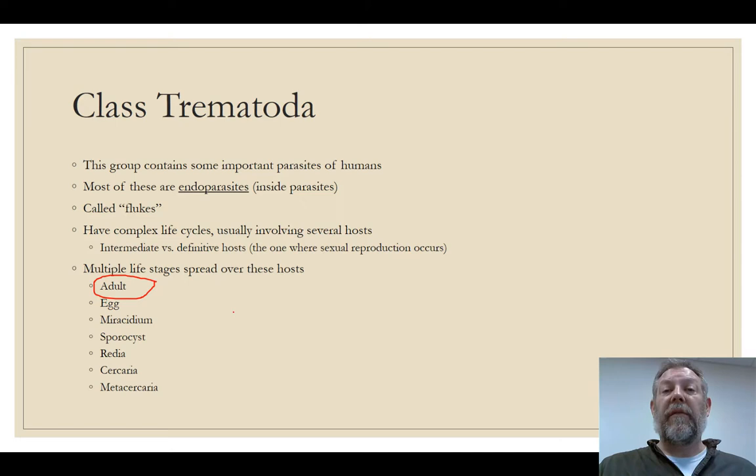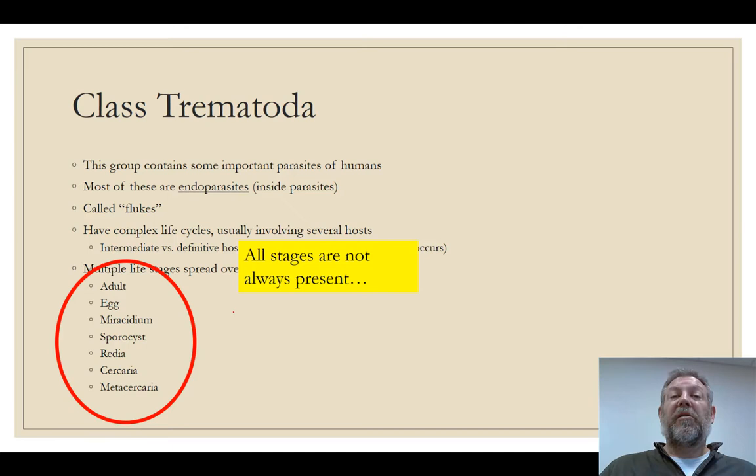Now, they're not always all present. And so some organisms are going to have all these stages, some are only going to have some of these stages. The important thing to understand is that you've got this complicated life cycle that goes through these different stages and cycles back, but it often requires different species to host the different stages. And so here's an example of that.